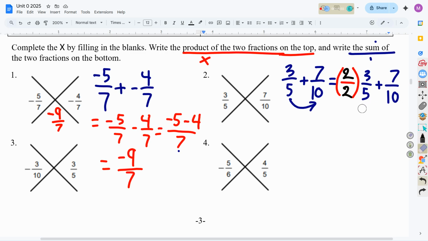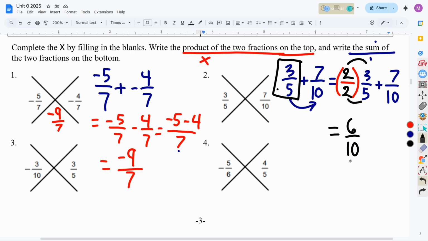So now what are we doing? 2 times 3 is 6. So see, we have to change the form of this fraction. It used to look like 3/5, right? It used to look like that. And now we're going to change it, right? 2 times 3 is 6, but 5 times 2 is 10. So notice that 3/5 is equal to 6/10.